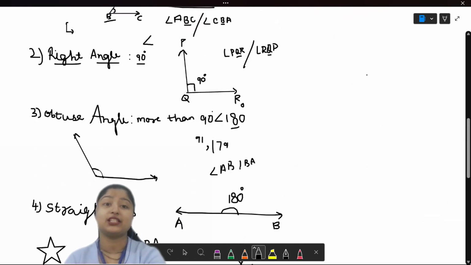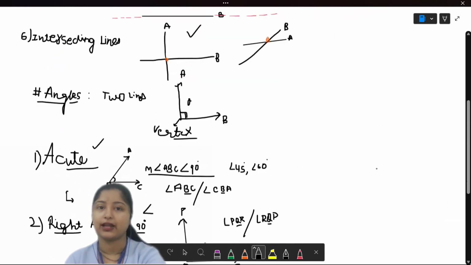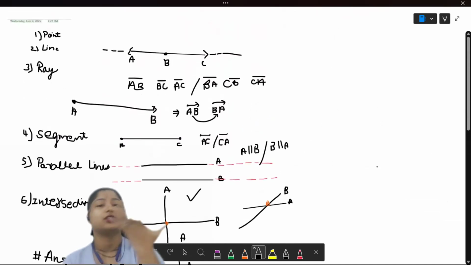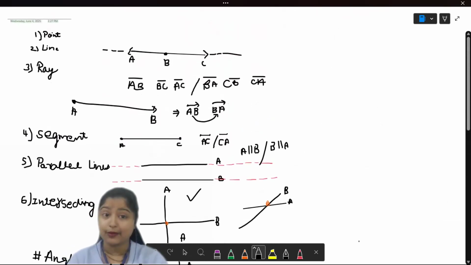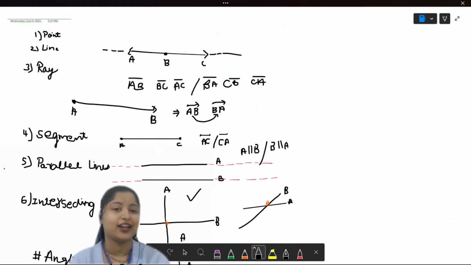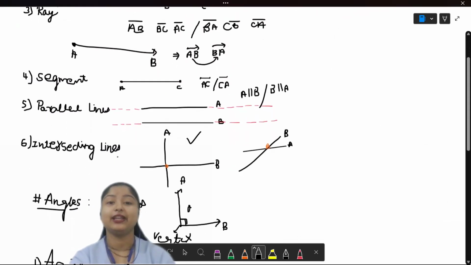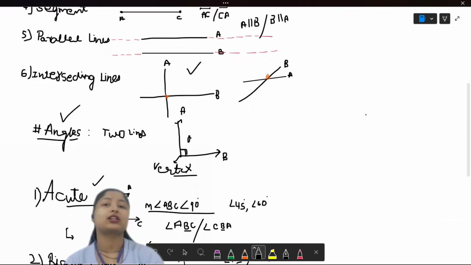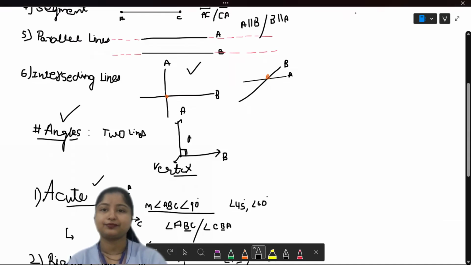And voila, we are done with the basic concepts of geometry in mathematics. So now we know what a point is, what a line, ray, segment, parallel lines and intersecting lines are. More interestingly, we did some really good concepts on angles and identifying what types of angles there are on the basis of their angle measurement.